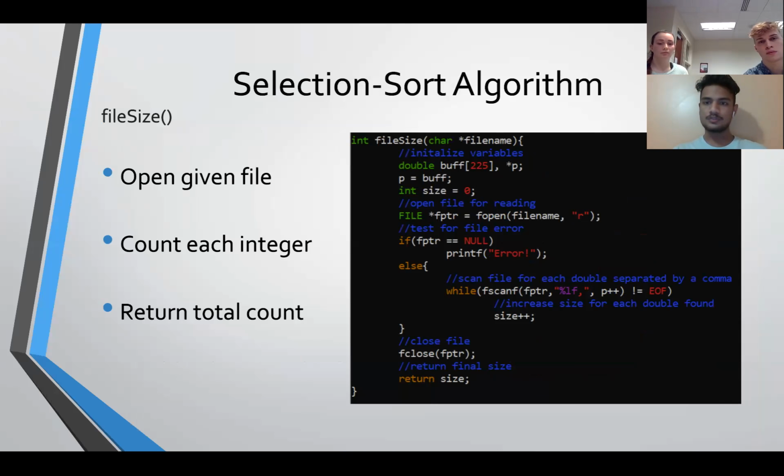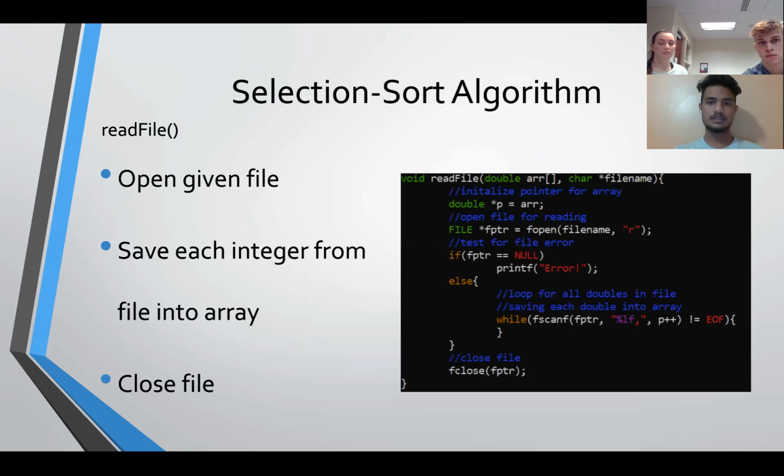Going on, we use the file size function, which opens the given file, counts each integer in it, and returns the total count to the main function of the program. Then we call the read file function, which opens the given file, num.txt, and saves each integer from the file into the array which we are using for the selection sort algorithm.